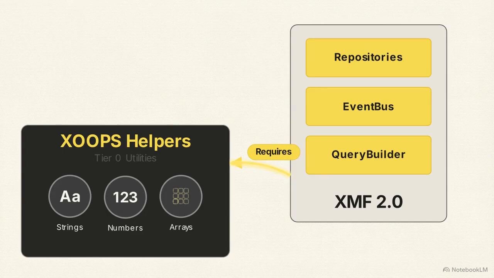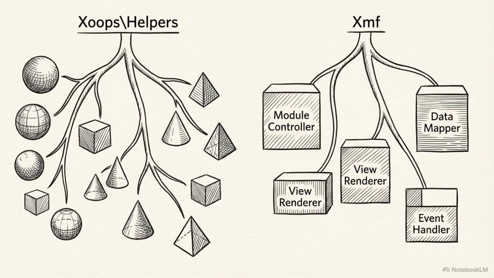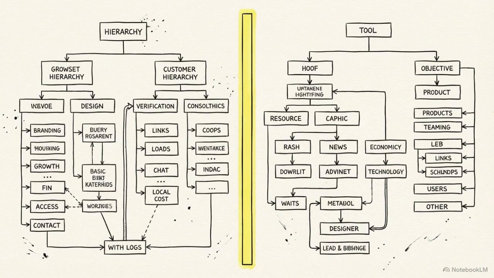XMF 2.0 declares Helpers as a foundational dependency for low-level operations. Maintaining these strict domain boundaries prevents framework bloat. It guarantees that each library remains lightweight and focused on its specific tier of operation.